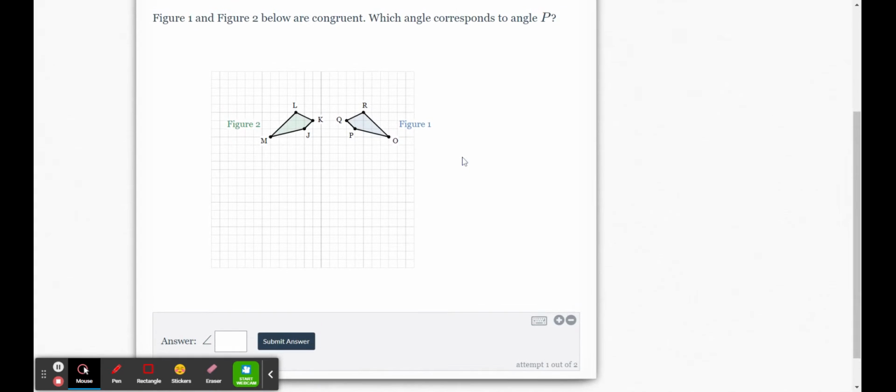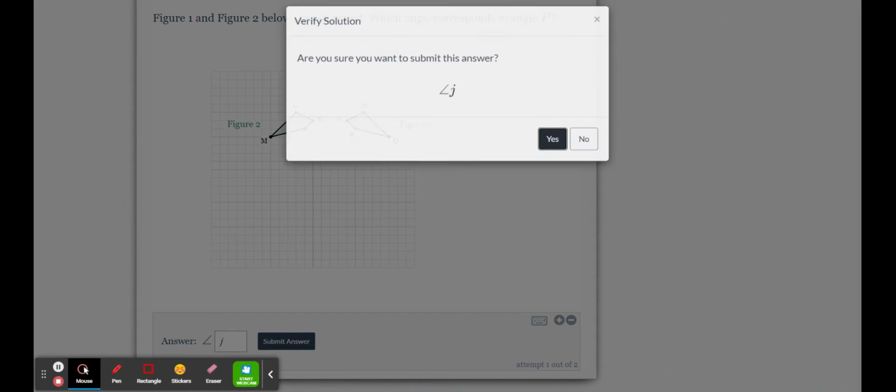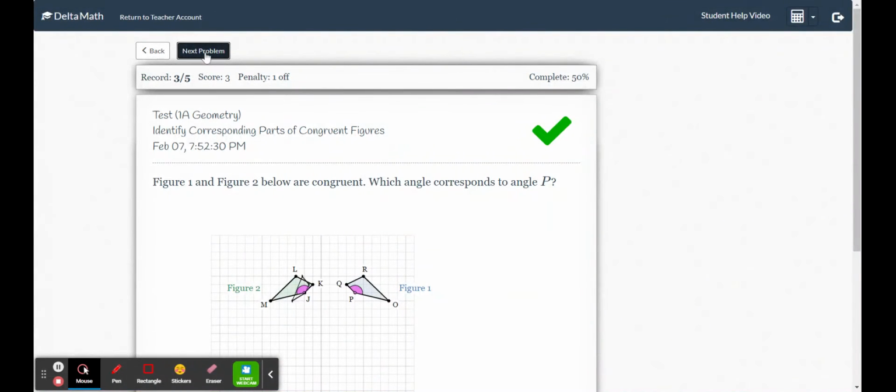So this one is saying that figure 1 and 2 below are congruent. Which angle corresponds to angle P? So here we're saying that these shapes are congruent. They are the same length and have the same angles. Now we want to know which angle corresponds to angle P. So angle P in this figure. If I map this over on this side and flip it with a vertical reflection, I know that J will be congruent to angle P, right? And then it shows me how I am correct.